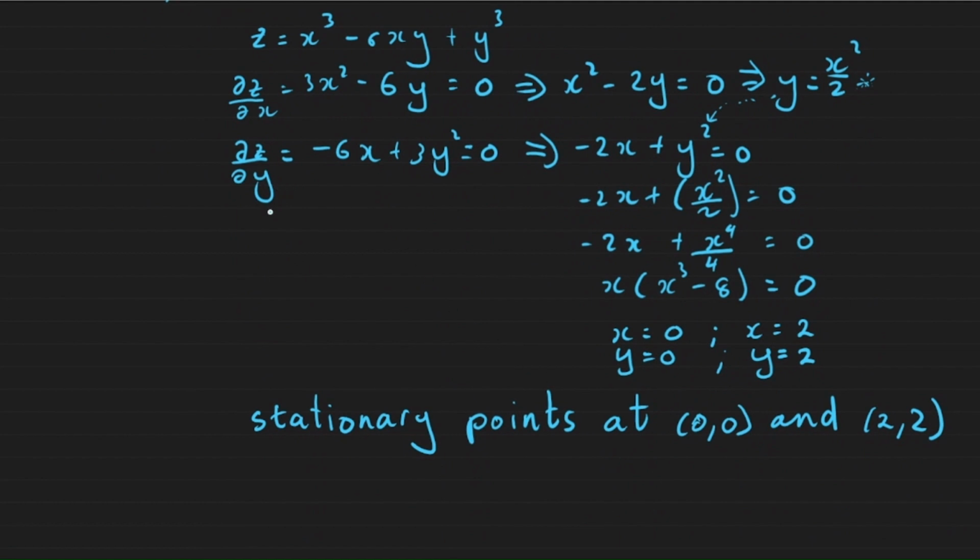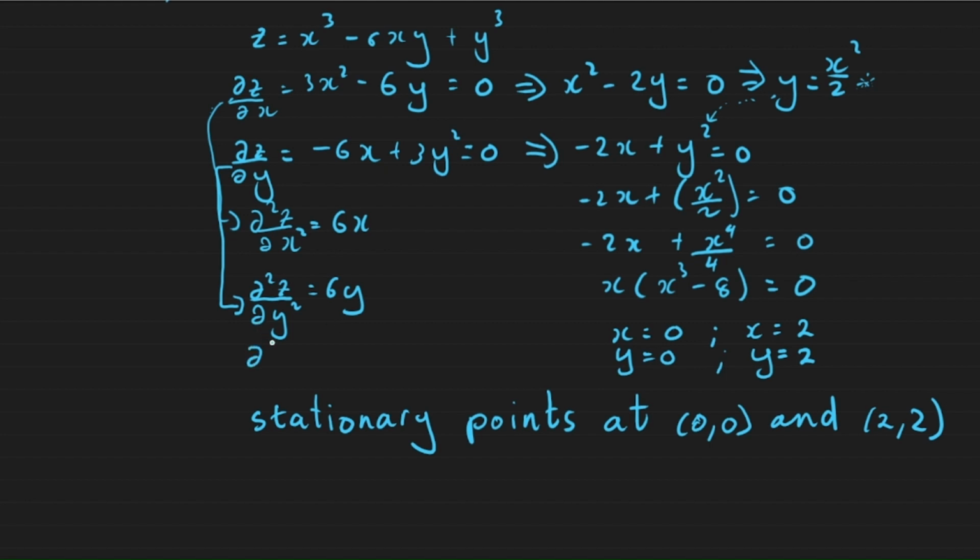So we now determine the second derivatives. The second derivative with respect to x will just be 6x, which is 3 times 2, and of course y is treated as a constant. Then the second derivative with respect to y: x will disappear, and then we have the derivative of 3y squared, which is 6y.